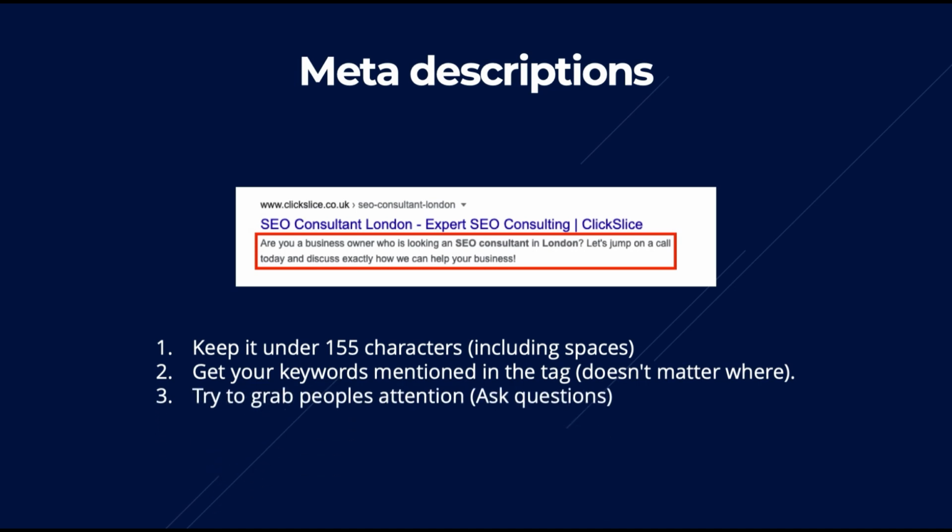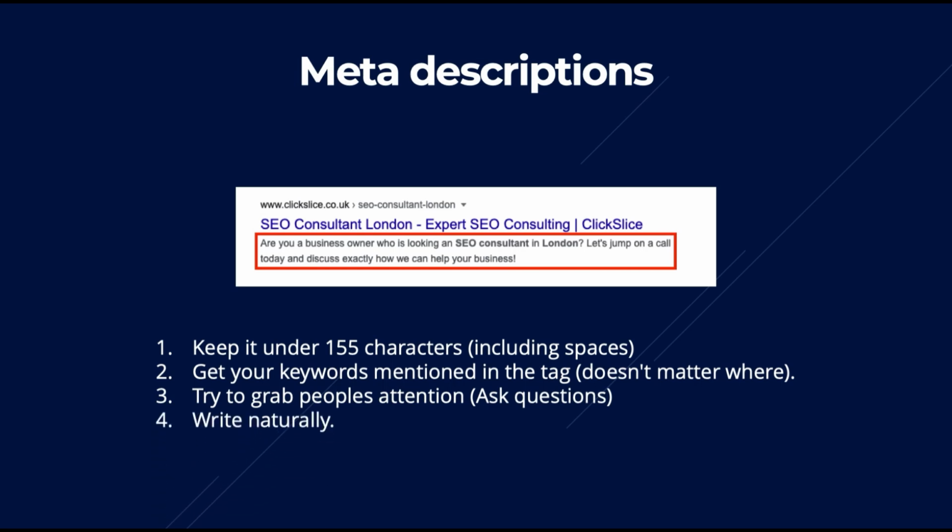Number 3, try and grab people's attention. I personally like to do this by asking questions. Questions are a great way to grab people's attention. So in my example right here, you can see in my meta description, I say, are you a business owner who is looking for an SEO consultant in London? So my meta description starts off with a question. If you own maybe an e-commerce website selling gaming monitors, for example, you can start off your meta description saying, looking for the best gaming monitor? We sell the most premium gaming monitors, blah, blah, blah, blah. Adding a question in your meta description is a really solid way to grab people's attention.